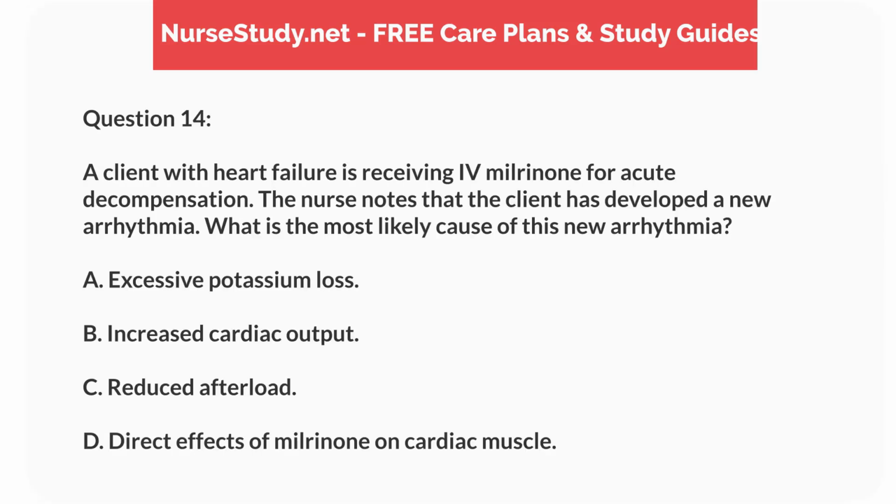Question 14. A client with heart failure is receiving IV milrinone for acute decompensation. The nurse notes that the client has developed a new arrhythmia. What is the most likely cause of this new arrhythmia? A. Excessive potassium loss. B. Increased cardiac output. C. Reduced afterload. D. Direct effects of milrinone on cardiac muscle.